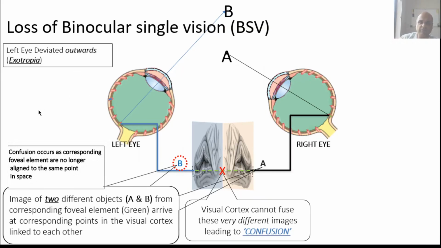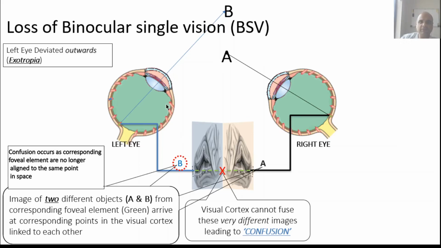This is one half of the story. The other half of the story is yet to be disclosed, and that is pretty simple to understand. There has to be some photoreceptor in the left eye that is pointing towards A now. Remember, first it was the foveal photoreceptors of both eyes, the corresponding foveal elements, that were pointing towards A. It is only because the left eye has deviated outwards that the corresponding foveal elements are no longer aligned to the same point in space, which is leading to confusion.